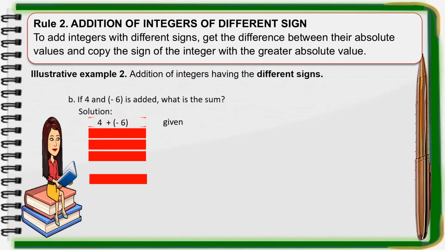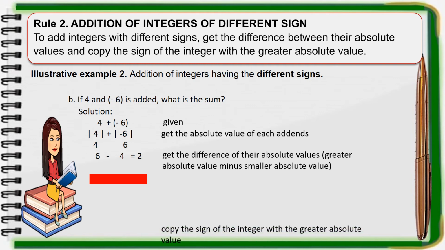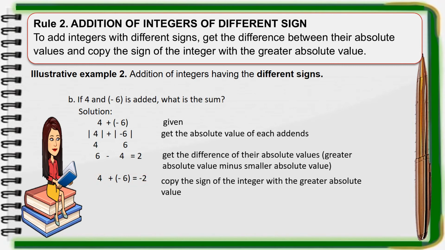And kunin ang kanilang absolute values. Pagkatapos, kunin ang difference ng dalawang absolute values. Greater absolute value minus smaller absolute value. Okay? And let us copy the sign of the integer with a greater absolute value in our final answer. So, ang ating magiging sagot ngayon ay negative 2. Dahil ang absolute value na mas malaki ay 6 at ang original number ay negative 6.